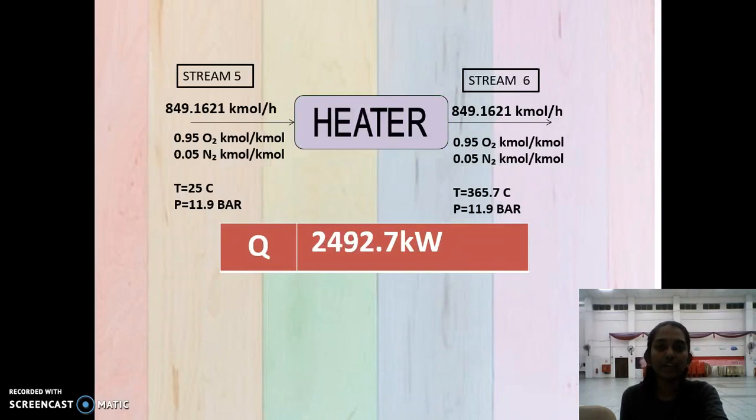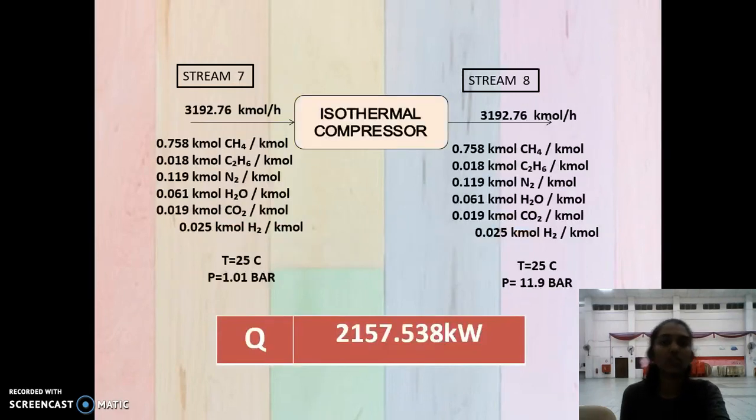Then it is followed by the heater. Here the temperature changes from 25 degrees Celsius to 365.72 degrees Celsius, and the pressure remains constant. We consider heat as the energy. So the Q will be 2492.7 kilowatt. It is then followed by an isothermal compressor again.